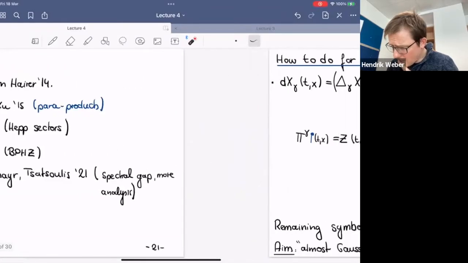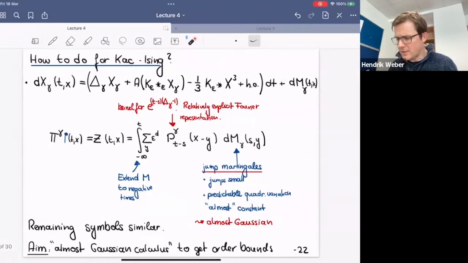So now what I want to tell you about in the next 10 minutes is what we do with Kac-Ising. So now let's go back to this Kac-Ising situation. Here I've just rewritten the equation that we had. We had this rescaled locally averaged spin field, this approximate Laplacian, this extra linear term, the cubic term, some higher order terms that I'm not spelling out, and these martingales.